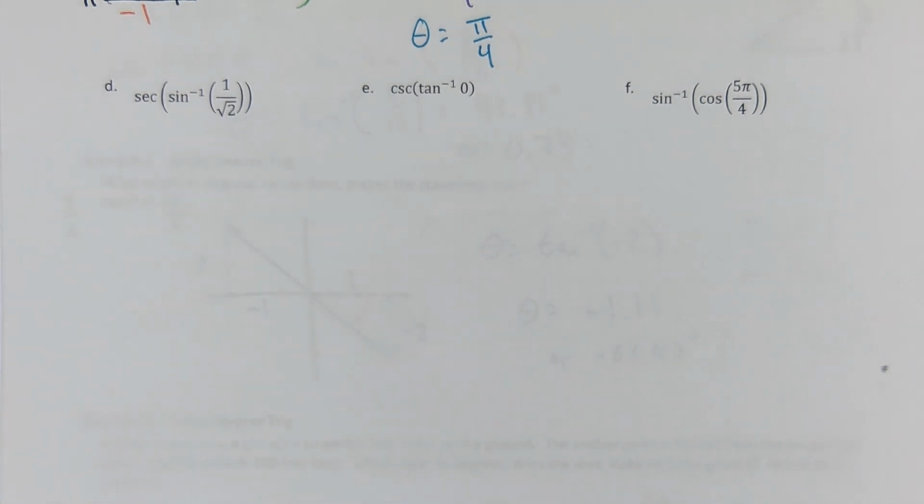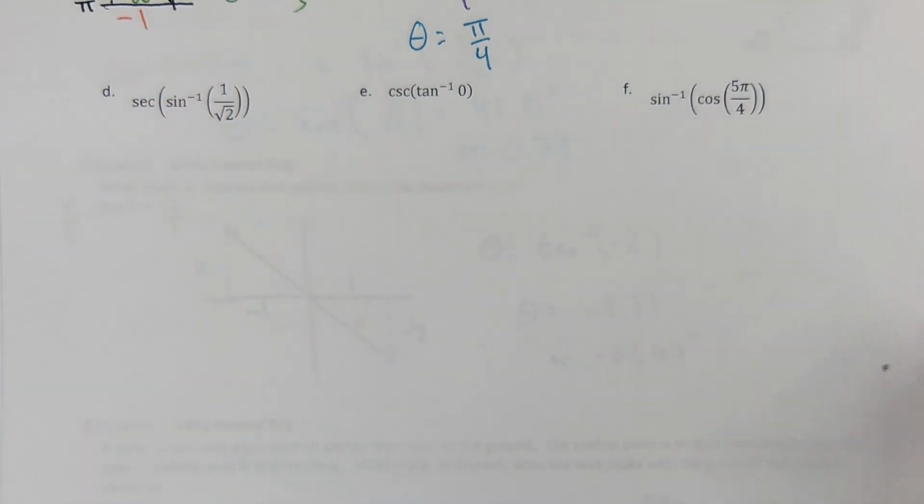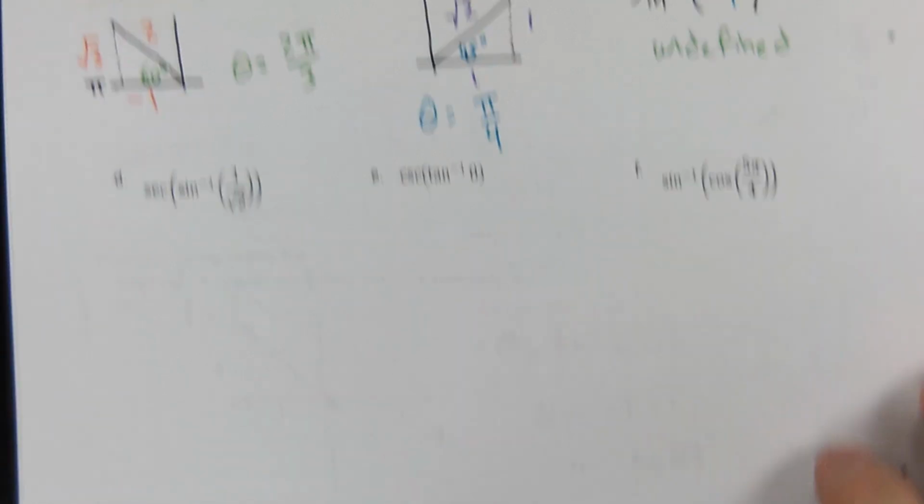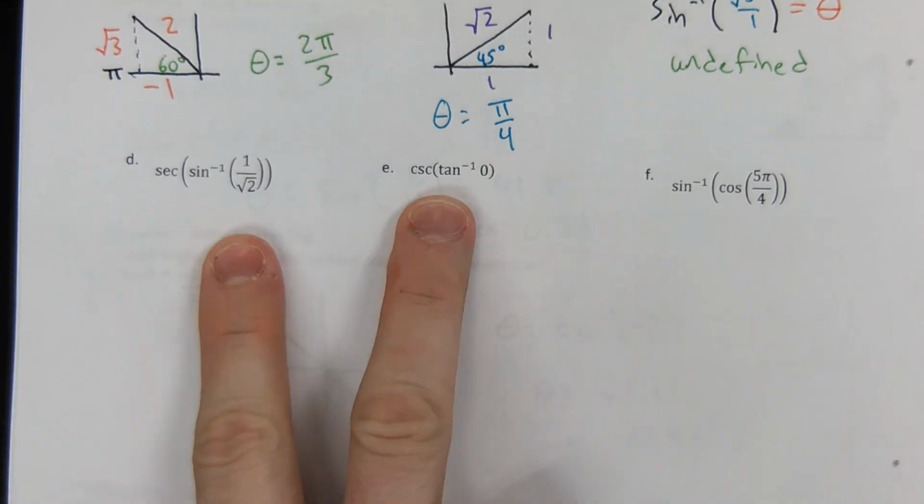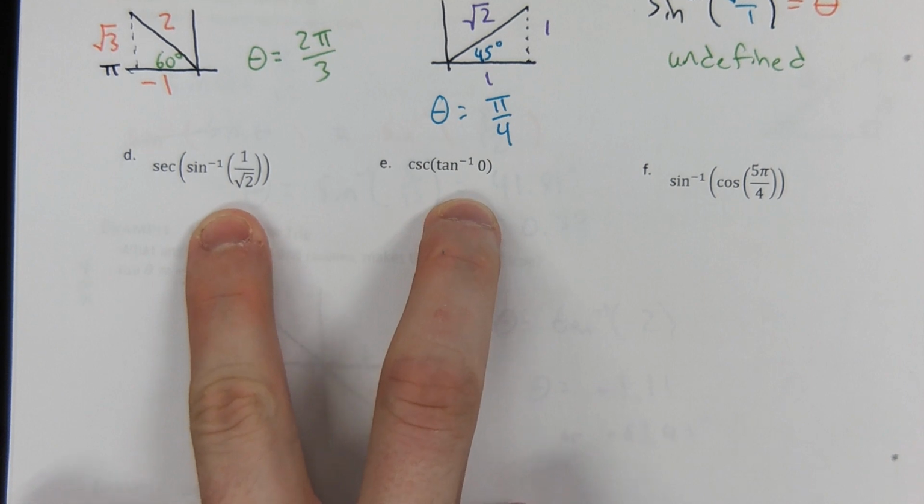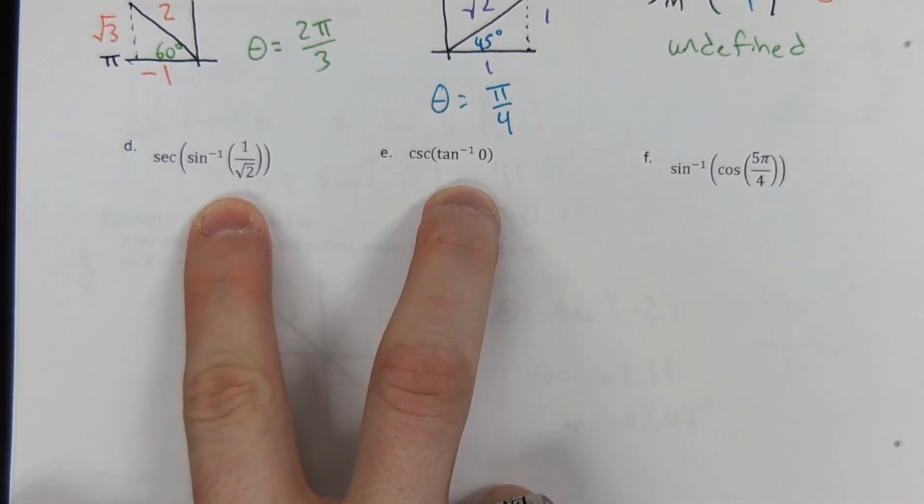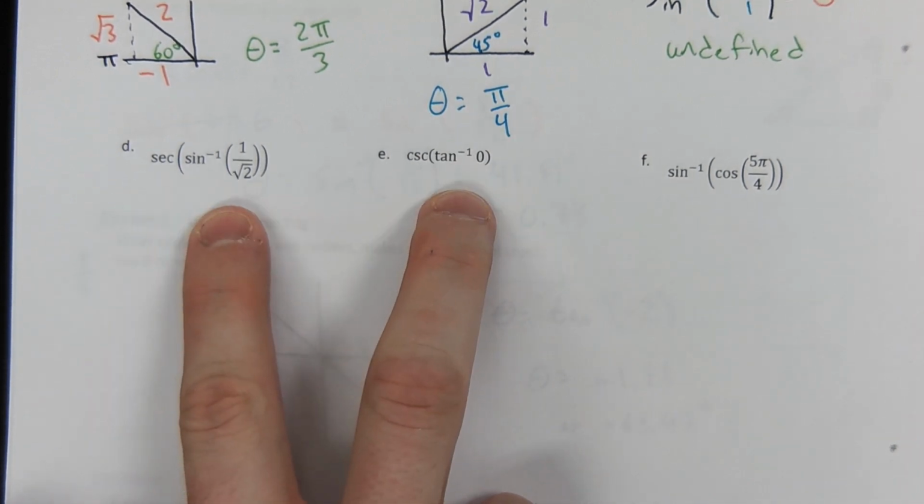Alrighty. This is different from the ones we've done so far because this one, the inside is the inverse trig. The outside is standard trig. That tells me that my result this time will not be an angle. Notice that each of these resulted in an angle at the end. These two result in a ratio of side lengths at the end. Okay?